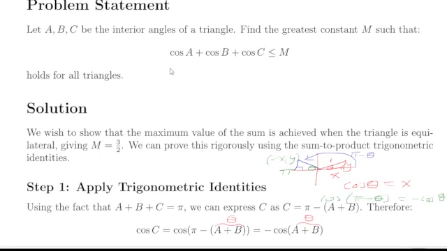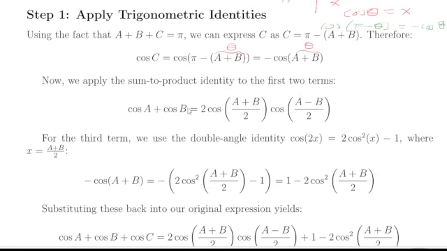And now we're going to use the sum to product identity. So we're going to focus on these first two terms. And we know that that's going to equal 2 cosine of (A plus B) over 2 times cosine of (A minus B) over 2. We're going to use a double angle identity on cosine C. That's the third term that we're talking about over here.